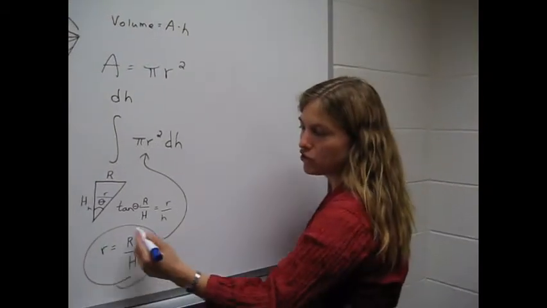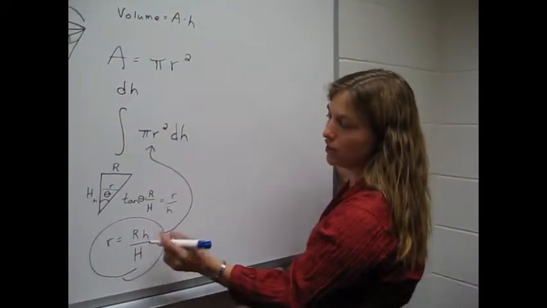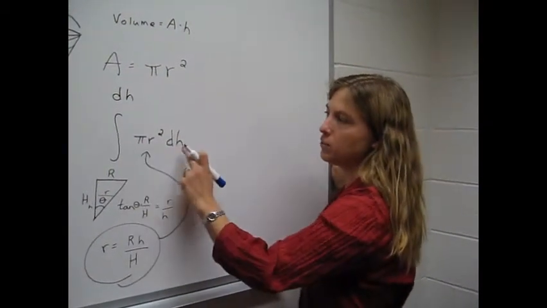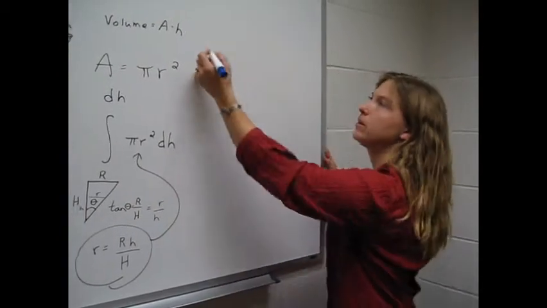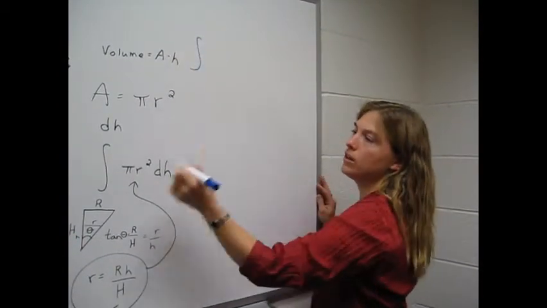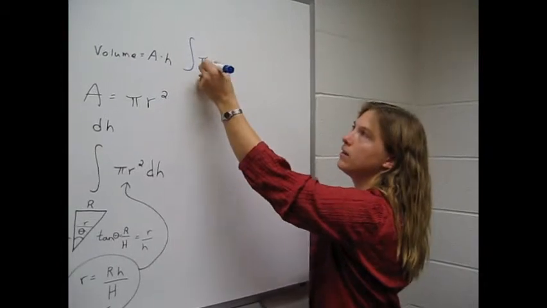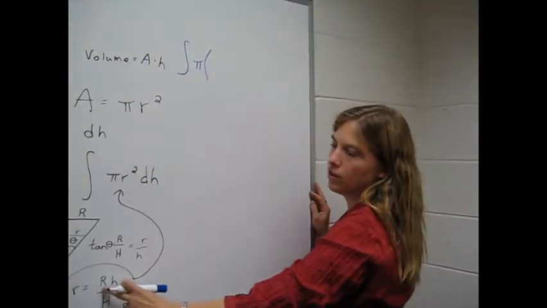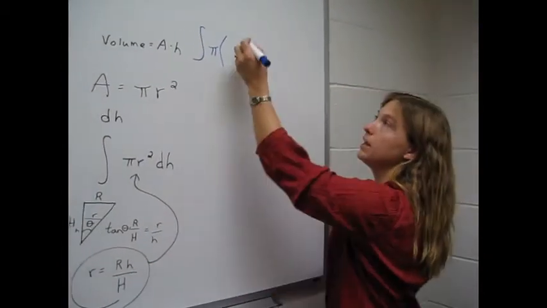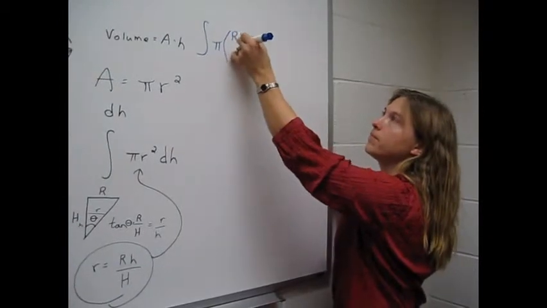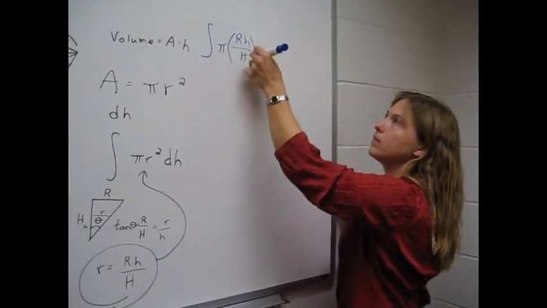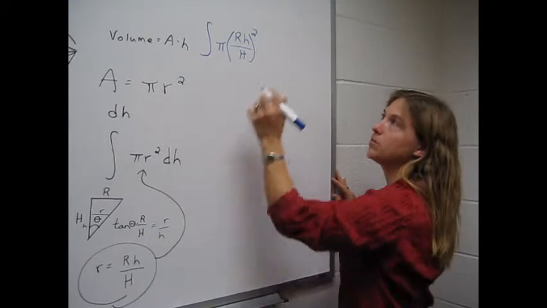So now we have an expression for r in terms of little h, and we need to substitute this in, and then we can take our integral in terms of h. So we'll have the integral of pi times R times little h over big H, squared, times dh.